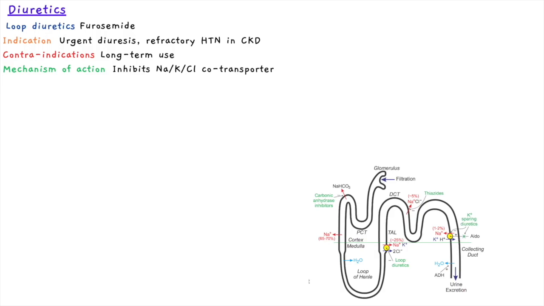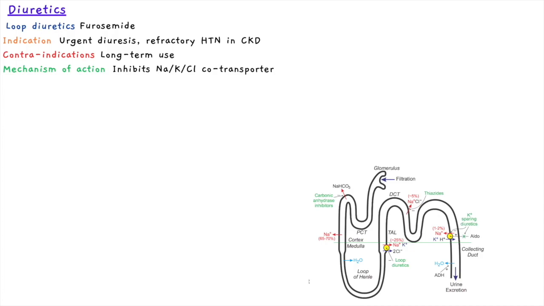So the first class is loop diuretics such as furosemide. Usually they're used in urgent diuresis. This does not have to be an emergency, just when the fluid needs to be quickly removed. For example, in hospital, when patients are fluid overloaded for whatever reason, furosemide can often be prescribed. However, it's not for long-term use, so you would rarely discharge patients with furosemide unless they have refractory hypertension and chronic kidney disease. So what that means is you've tried all the other antihypertensives and they haven't worked, but furosemide works, so you use it.